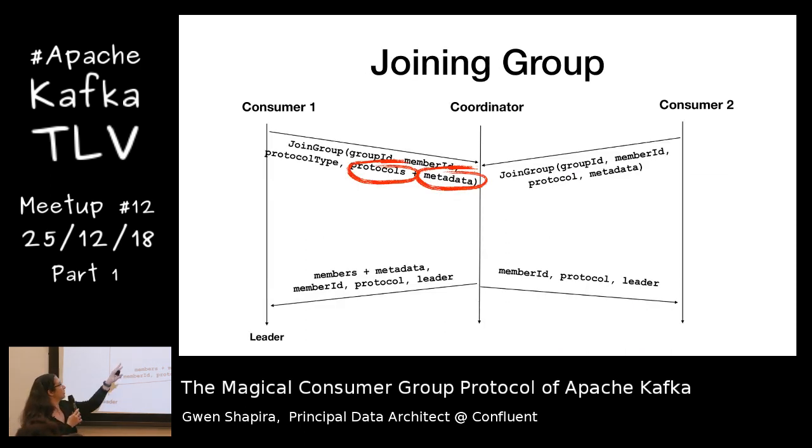Basically, as we said, we changed the protocol, the assignment algorithm, to be the Kafka Streams sticky algorithm. And then we overrode the metadata like hell.